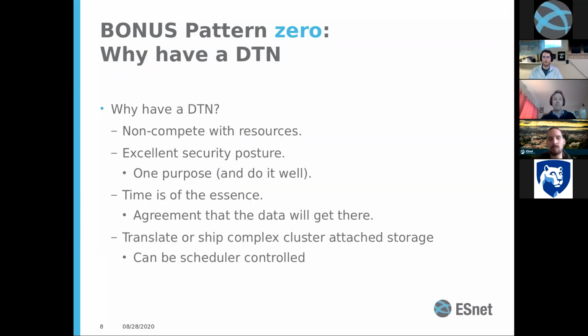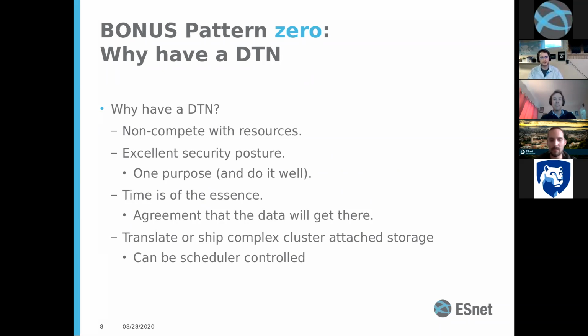Moving to pattern 0, why do we have DTNs? You don't want it to compete with other resources. You don't want to waste time on a login node. You don't want to waste time on a web server. You don't want to waste time for anything when you're doing file movement or block movement or data movement.